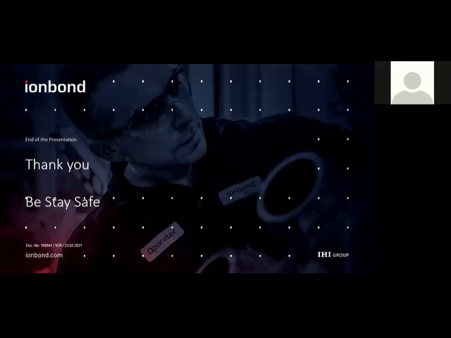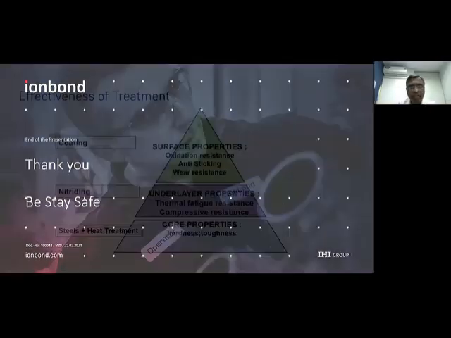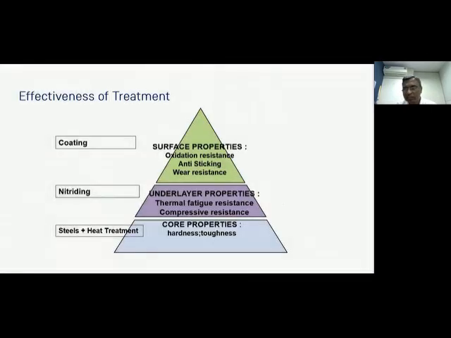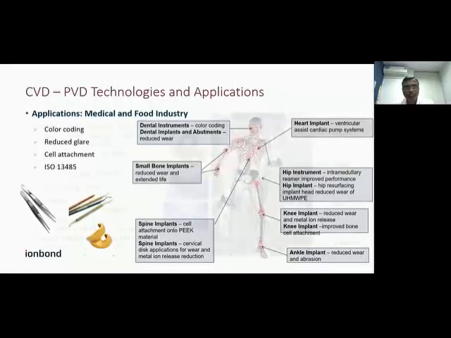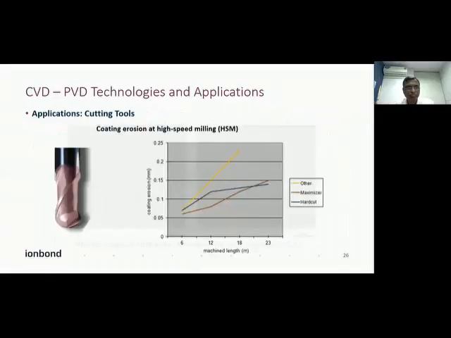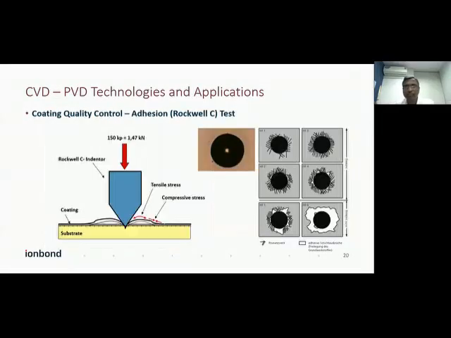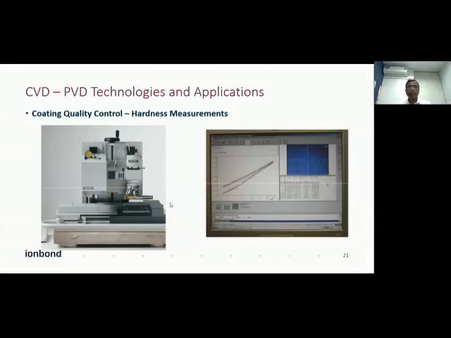Another question is how to measure hardness above 3000 HV, whether by micro hardness or how? As I explained in one of my slides, these coatings are very thin coatings. It is, I will say, 60 times less than the thickness of our hair. So it is very thin, 3 to 4 microns.